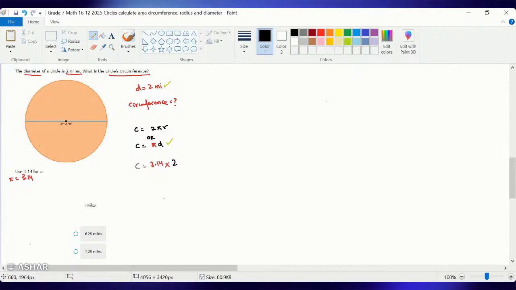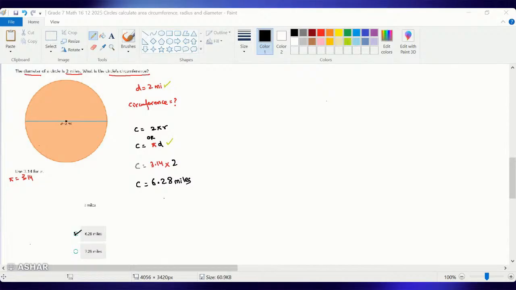So 3.14 when multiplied by 2, the answer comes out to be 6.28 miles, right? So option A is the correct option, right? Very good. Let's click on the option 6.28 and let's see if it's correct. Yes, it's correct, right?